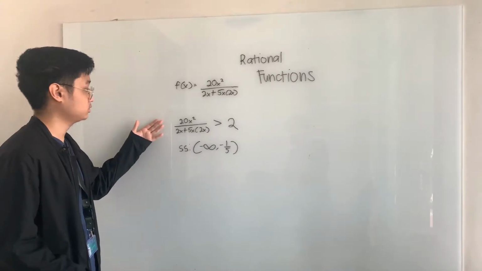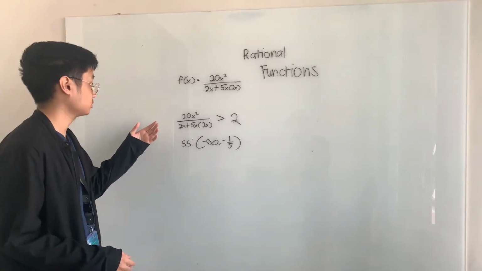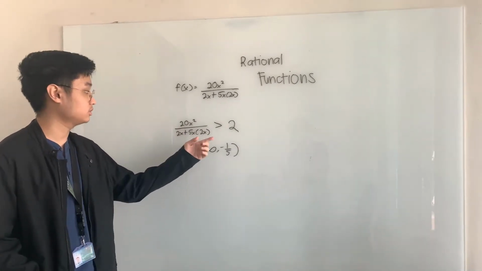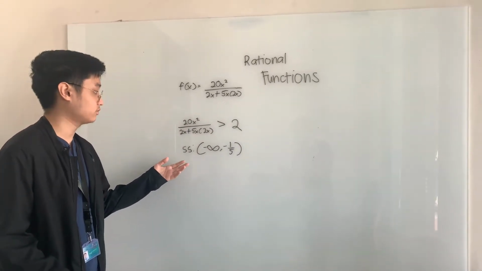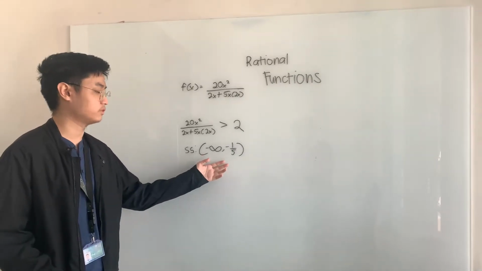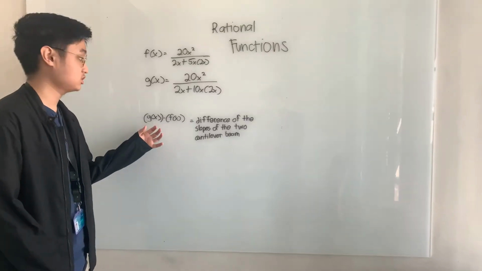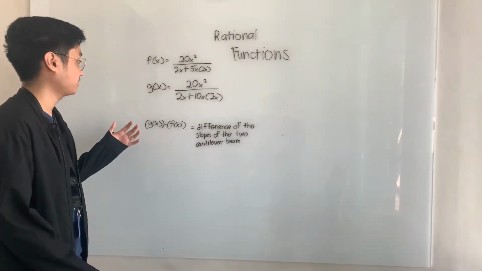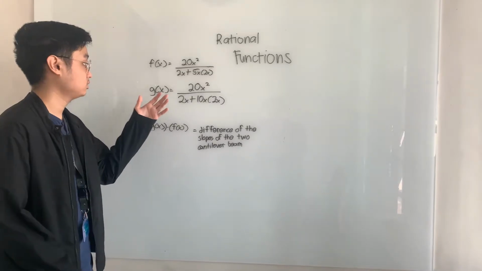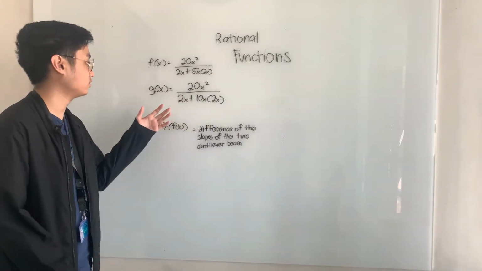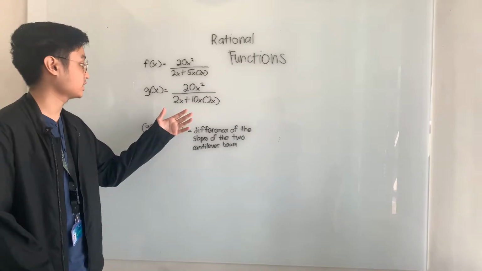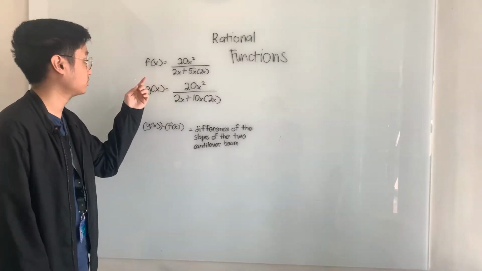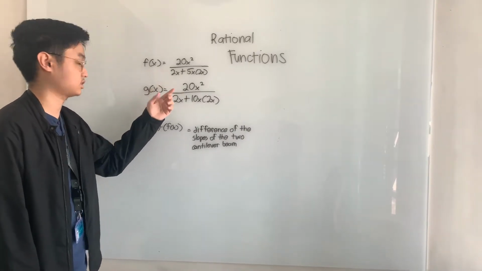Using this solution to find the inequality, which is 20x squared over 2x plus 5x times 2x is greater than 2, we'll get the solution set of negative infinity to -1/5. To get the difference of the two slopes of the two cantilever beams, we have to subtract the values of g of x, which is 20x squared over 2x plus 10x times 2x, minus the value of f of x, which is 20x squared over 2x plus 5x times 2x.